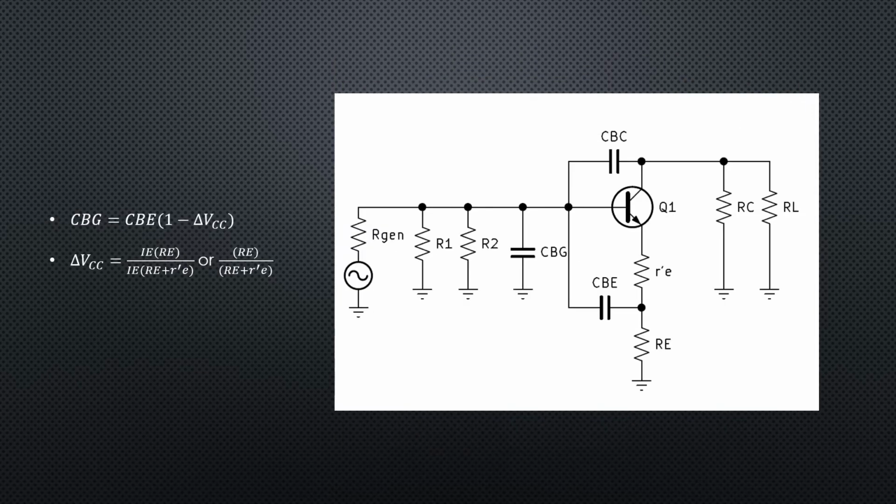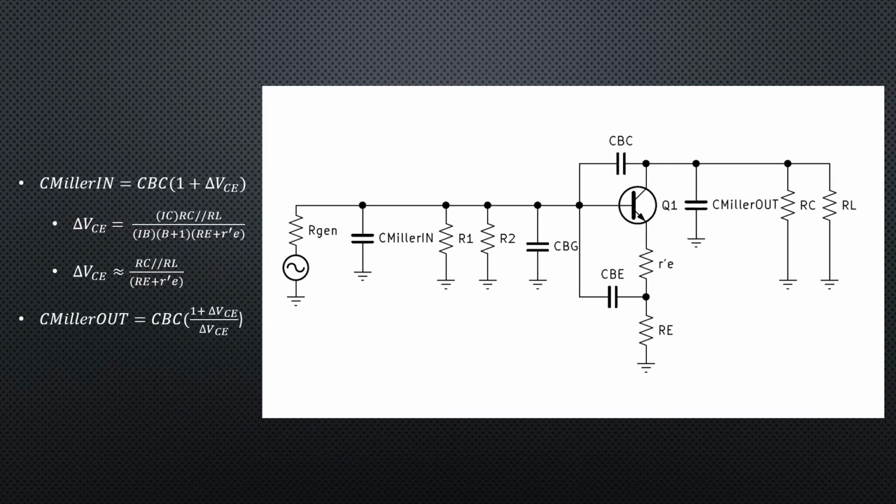So now we can find the capacitance base to ground, or CBG. And CBG is equal to CBE times the quantity 1 minus the gain of the amplifier if it was in the common collector mode. And we can find that simply by dividing RE by RE plus R'e.